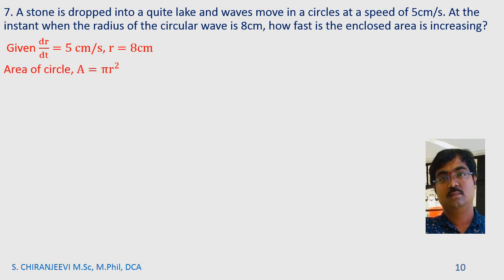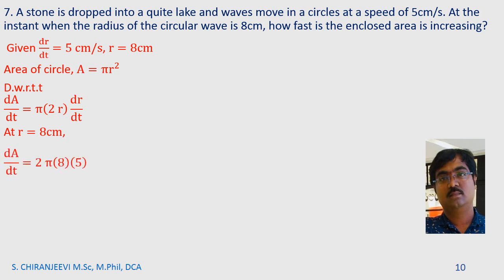Area of circle, capital A equal to pi r square. Differentiating with respect to t, dA by dt equal to pi into 2r into dr by dt. At r equal to 8 centimeters, dA by dt equal to 2 into pi into 8 into 5. 2 into 8 is 16, into 5 is 80 pi. So dA by dt equal to 80 pi centimeter square per second.